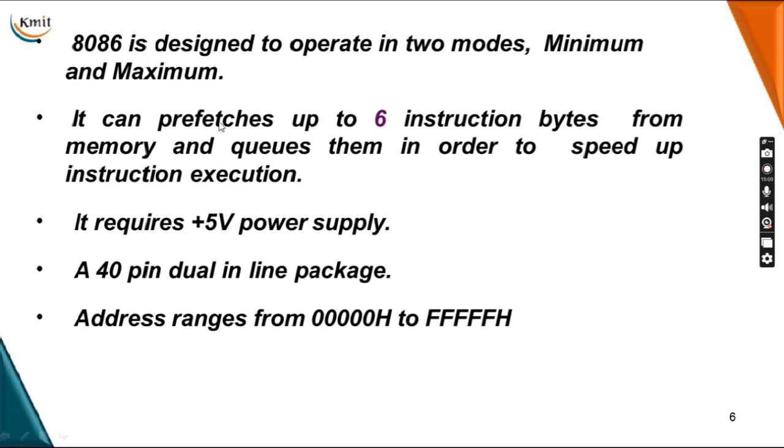The 8086 is designed to operate in two modes, minimum and maximum. It can fetch up to 6 instruction bytes. It requires a +5 volt power supply. It is a 40-pin dual inline package. Address ranges from 50 to 5F. For today I will stop here. I will continue in the next session.